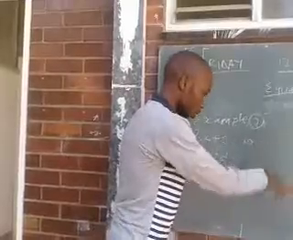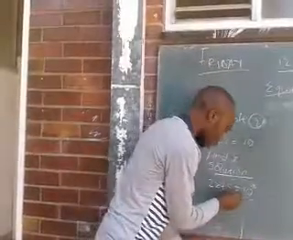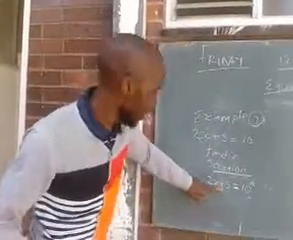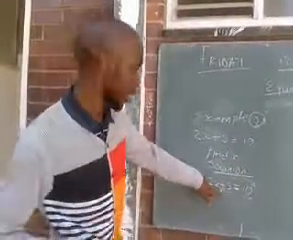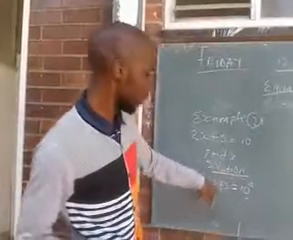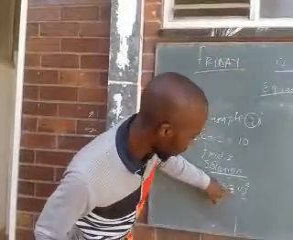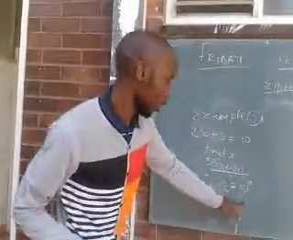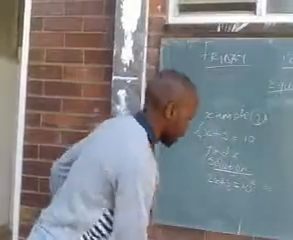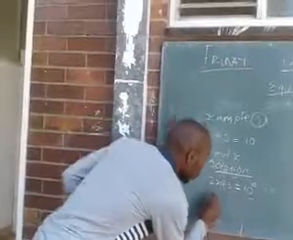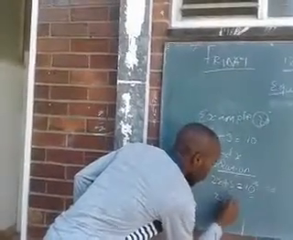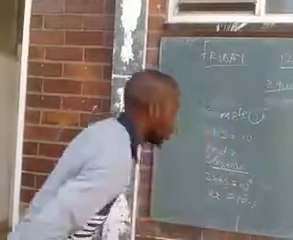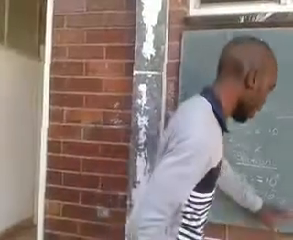You take the 5 to the other side, you let it jump the border. If it jumps the border, it changes its sign. So if this positive sign jumps the equal sign, it will change to negative. Then your equation will be like this: 2x will be equal to 10 minus 5. So now we have collected the like terms.